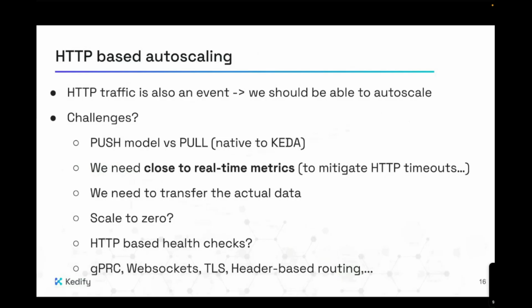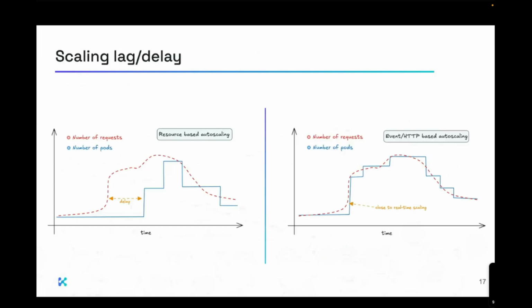For this kind of stuff to work, the metrics should be as close to real time as possible. We should think about how to transfer the actual data, if we would like to scale to 0, for example. There are some other problems with gRPC, WebSockets, TLS, etc. But all of this is manageable. It's maybe a little bit more complex than the traditional approaches.